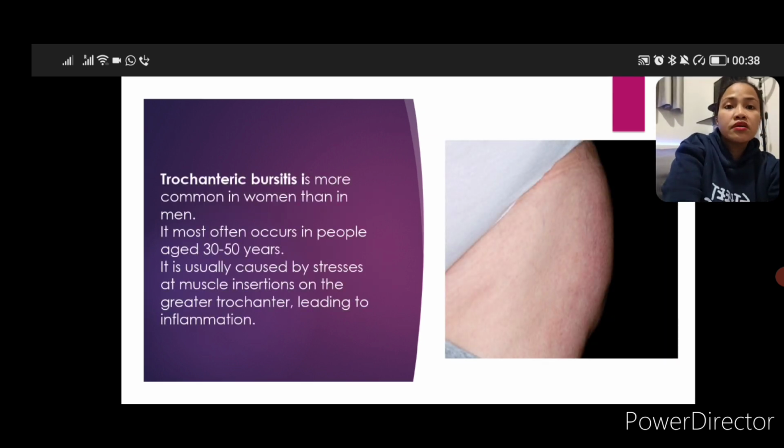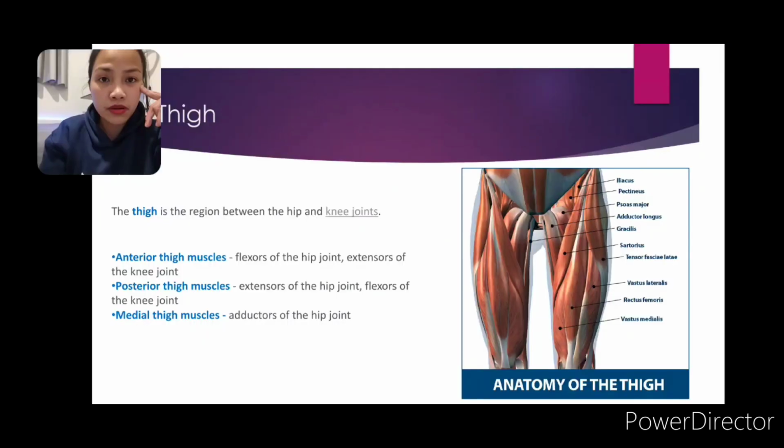Next is the trochanteric bursitis. It is more common in women than in men. It most often occurs in people aged 30 to 50 years. It is usually caused by stresses at muscle insertions on the greater trochanter, leading to inflammation.